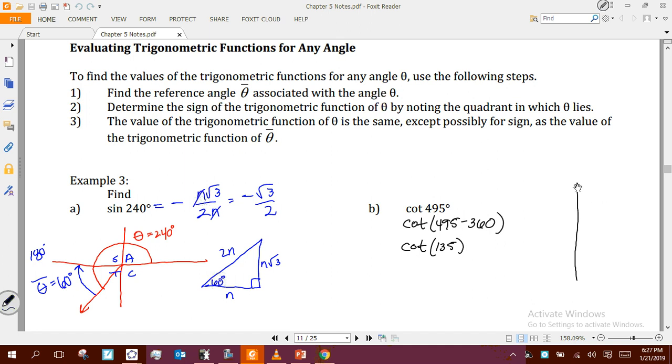Okay, when I draw my theta of 135, so that angle right there is theta being 135. So theta bar, my reference angle, is going to be 45 degrees. Okay. So now my question is, what is the cotangent of 45 degrees? I'm on the right track of being able to get my answer here.